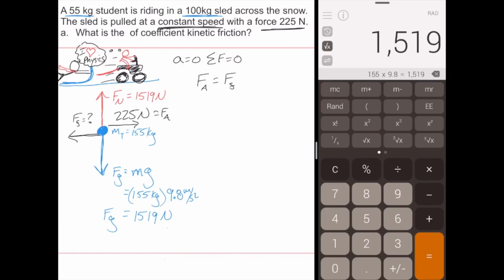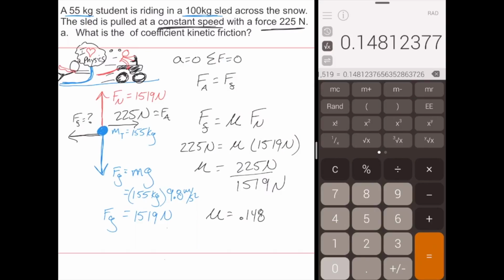So from this, we start to get in all the information we're going to need. So when it says what is the coefficient of kinetic friction, we now have enough information to start solving for that. We know that the force of friction on an object is going to be equal to the coefficient of friction multiplied by the normal force. All right? If we take a look here in this problem, we have all the information we need. We know the force of friction. It's the 225 newtons. We don't know the coefficient. That's what we're looking for. And we know that the normal force from the problem before is 1,519 newtons. All right, so in this problem, we now know that the coefficient of kinetic friction is 0.148.